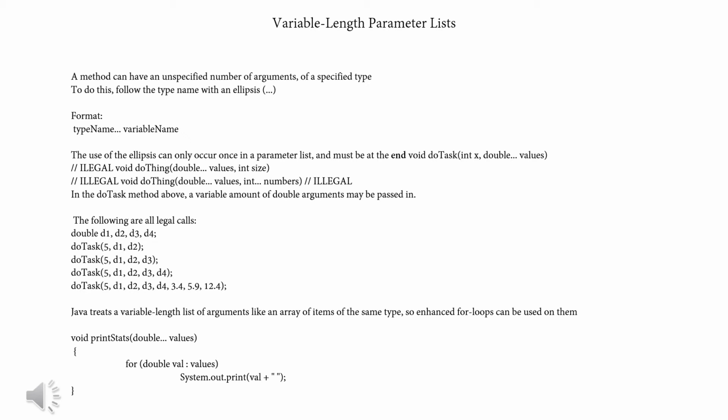Okay, so that's about variable length parameter lists. You can see a very simple example down here. We have a void printStats(double... values). This method accepts a variable length parameter list with the type of double. And then the rest of the method.